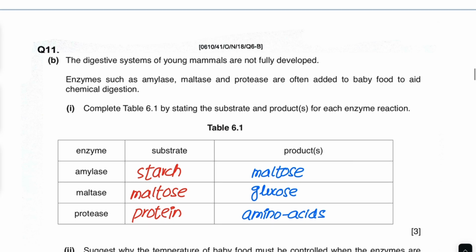Moving onward, we have this question coming in October November of 2018. This was question number 6B. The variant was 4.1. And they are saying that the digestive system of young mammals is not fully developed.